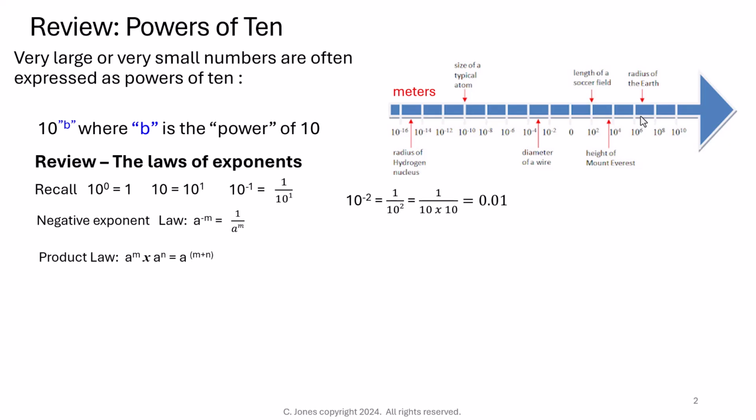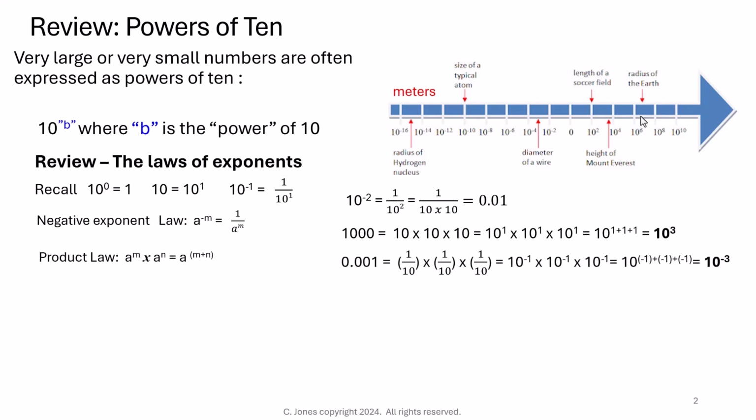The product law says that if we multiply a to the m times a to the power of n, this is the same as a raised to the power of m plus n. So you look at something like 1,000, this is 10 times 10 times 10, or 10 to the first times 10 to the first times 10 to the first, which is 10 to the 1 plus 1 plus 1, or 10 to the third. Hopefully you're remembering all this from algebra.